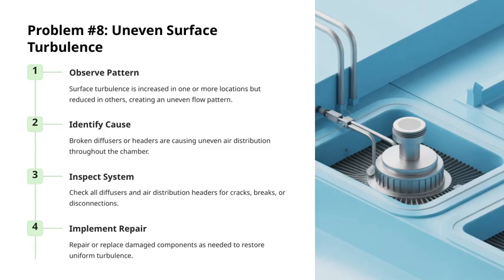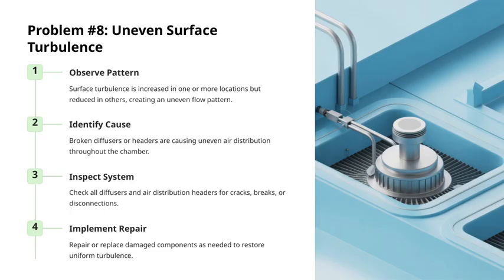First, we need to observe the pattern. What we're looking for is areas where surface turbulence is higher in some spots, but noticeably lower in others. This creates an uneven flow, which can affect the overall system performance. Recognizing these irregularities is key to understanding the root cause and ensuring proper airflow throughout the chamber.